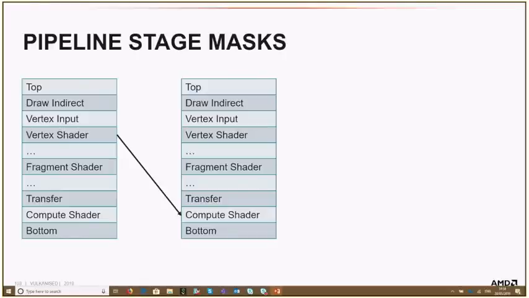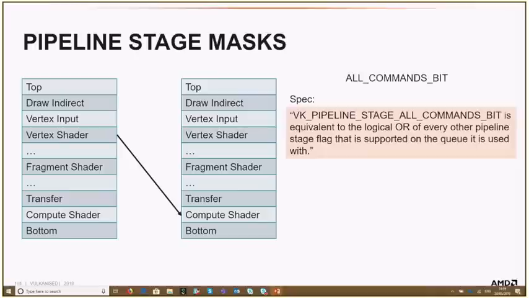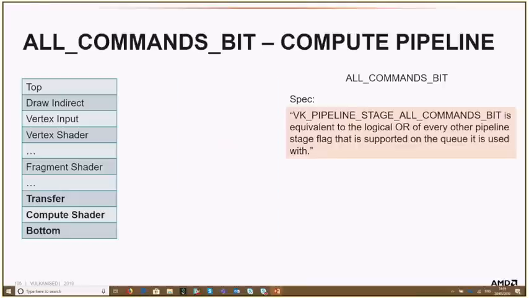Yeah, pipeline stage mask. We heard about it already in the beginning of today. So if you have dependencies here, you don't need to wait until the bottom and can overlap them. What I want to talk about specifically is the all commands bit. The all commands bit is equivalent to the logical OR of every other pipeline stage bit supported on the queue. And I want to specifically talk about the all commands bit on the compute pipeline.